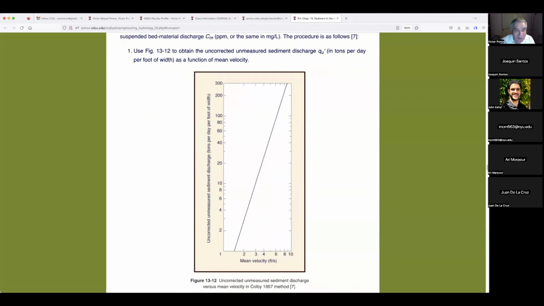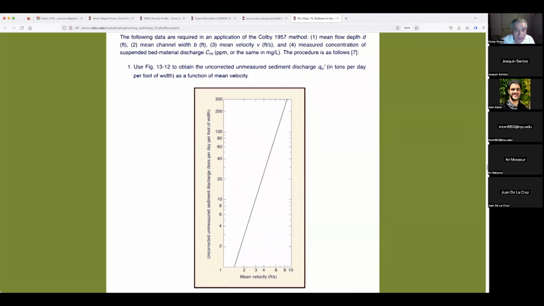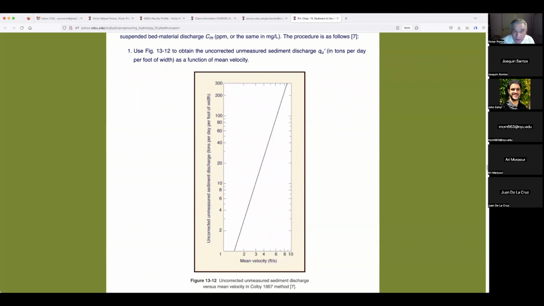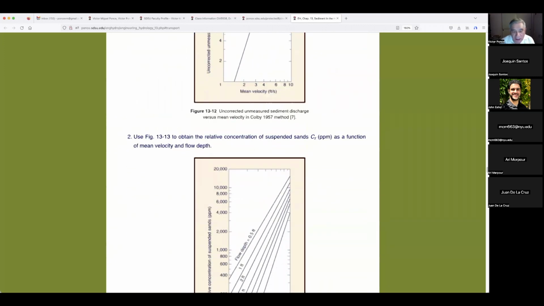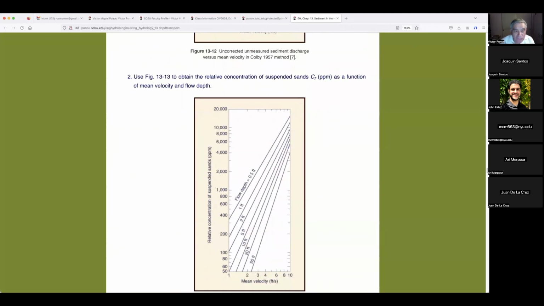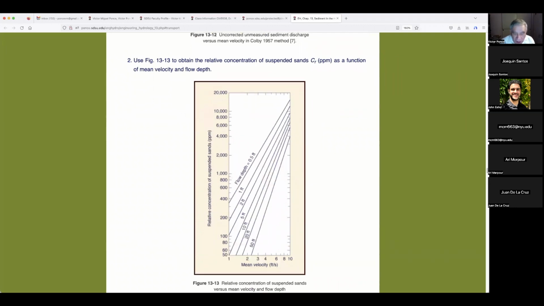So we got the measurement here, and he is going to do the procedure as follows. First, use figure 13.2, like this one. It's a straight line, to obtain the uncorrected, unmeasured sediment discharge as a function of mean velocity. That's easy, the hydraulics we already know. Then use figure 13.13 to obtain the relative concentration of suspended sands as a function of mean velocity and flow depth.